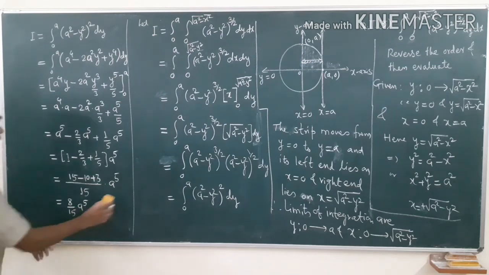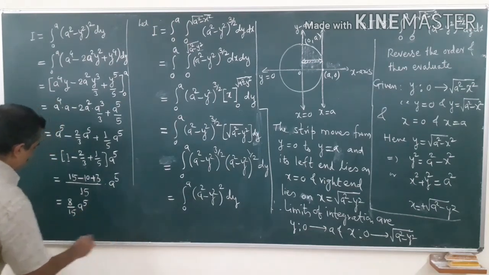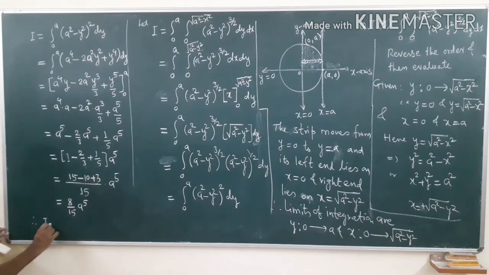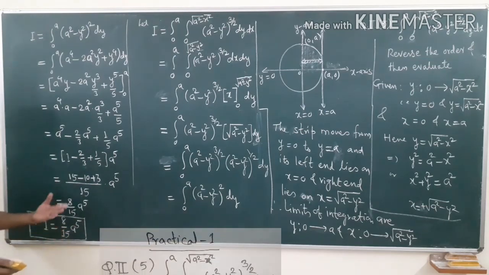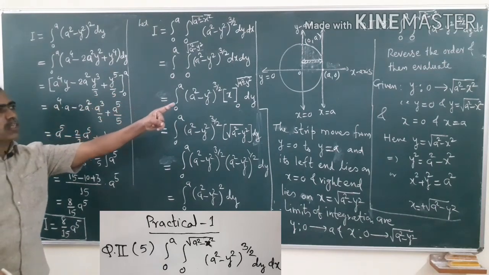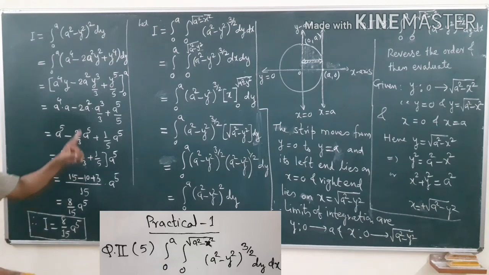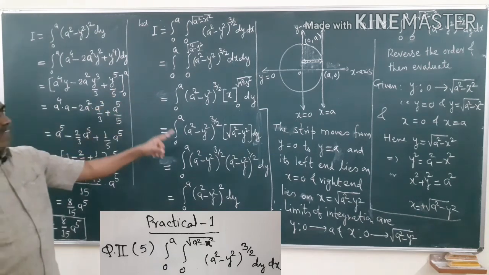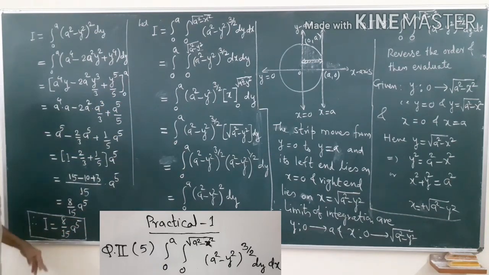Therefore I is equal to, the final answer is 8 by 15 a raised to 5. So this is our final answer. The answer of the given problem, the integral I, is equal to 8 by 15 a raised to 5. So this is how the iterated integral, by reversing the order of integration, we have evaluated, making it first with respect to x, and have the final answer like this.